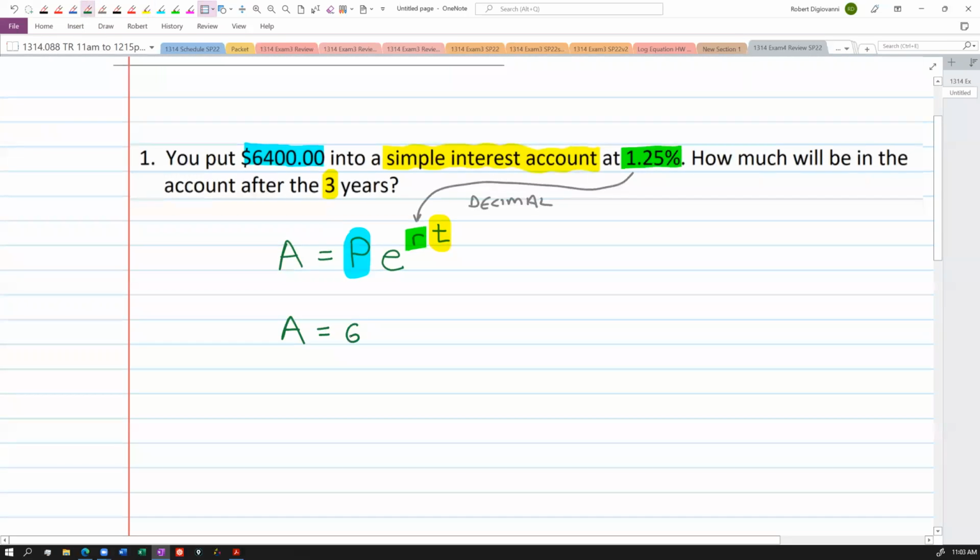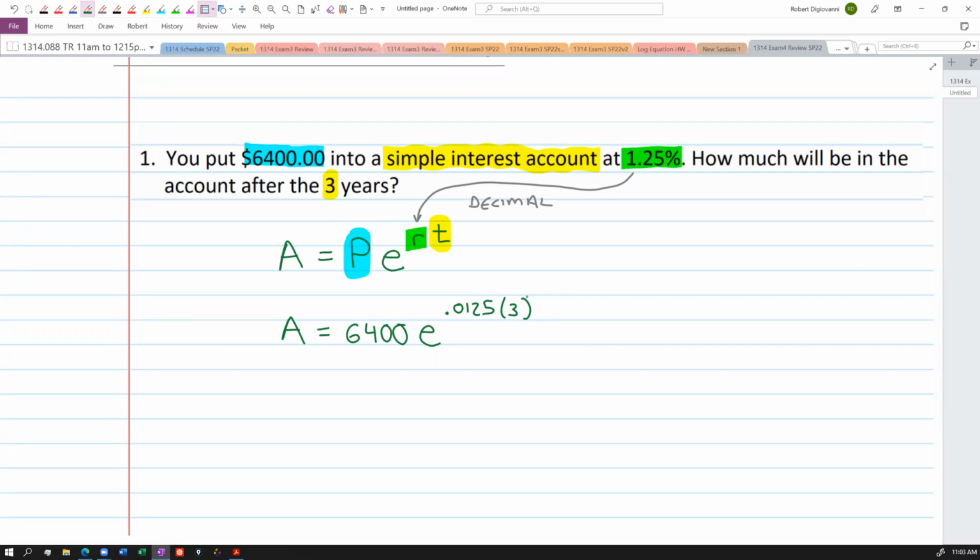So we've got 6,400 e to the 0.0125. That's our 1.25% converted to a decimal, and then times 3. And we'll need our calculator for the test. I'm not going to loan anybody a calculator. I think the lab will check out a calculator for you, but you have to leave your ID and stuff. No phones, right?